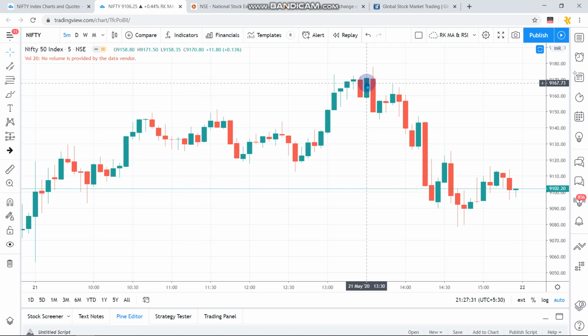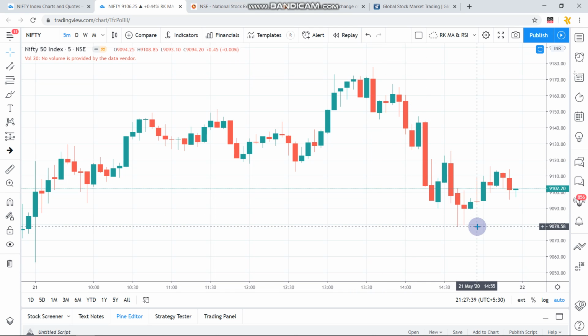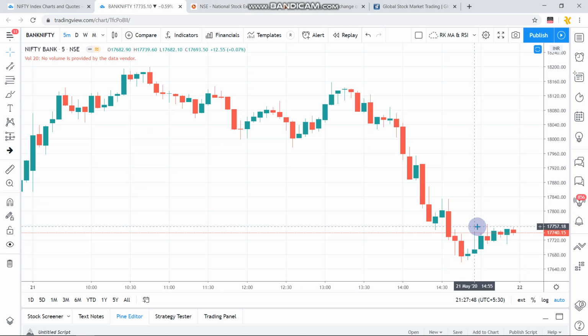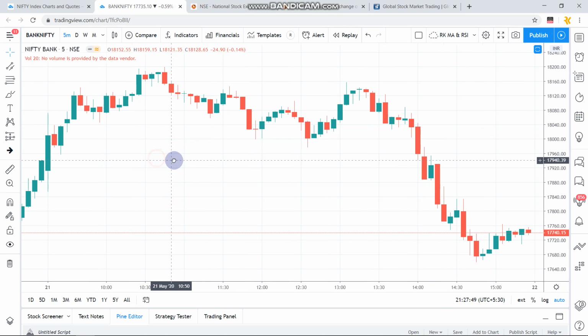It started rallying from this 9100 level and went up to 9180 levels. There it faced a rejection and then came down and almost settled somewhere closer to the previous day's close. And if you go to the Bank Nifty, it is almost the same.